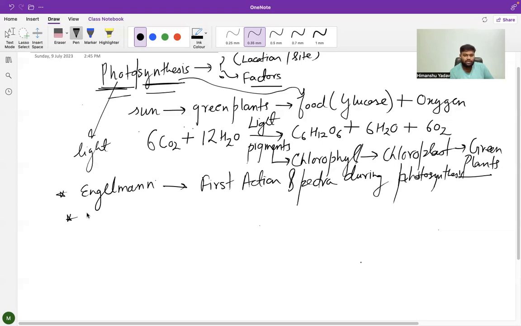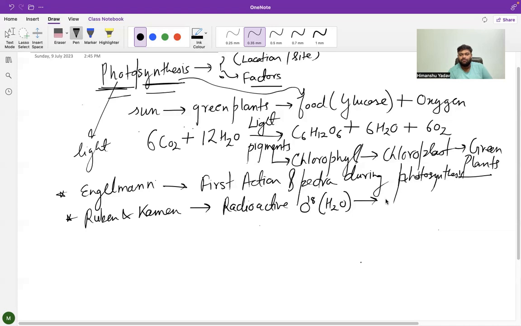Then Ruben and Kamen, along with the acid, used radioactively labeled oxygen, and they found that the oxygen that is evolved in photosynthesis comes from the water. And which plant did they use? They used Chlorella plants.